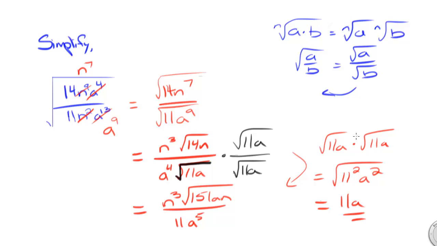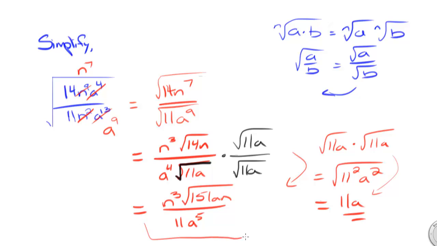Which is always the case, actually. If you multiply two square roots together that are identical, the result is always just the inner part of the square root. So what happened over here? Well, when I multiplied the square root of 11a times the square root of 11a, what I got was 11a. Then I multiplied that by the a to the fourth. That resulted in 11a to the fifth.